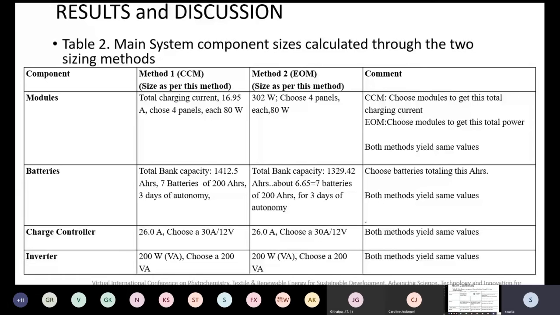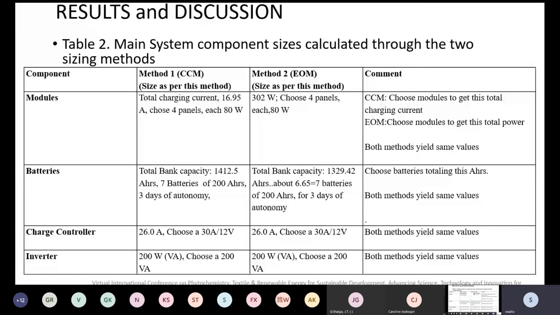You can choose. Most of them are digital. They can choose whether you connect 24 or 12 volts. And then the inverter is about 200 watts because we got about 168 for the total power of the appliances, so we can go to 200 watts. The energy output method gave us 4 panels or so, about 7 batteries, the same charge controller, and also the same size of inverter.